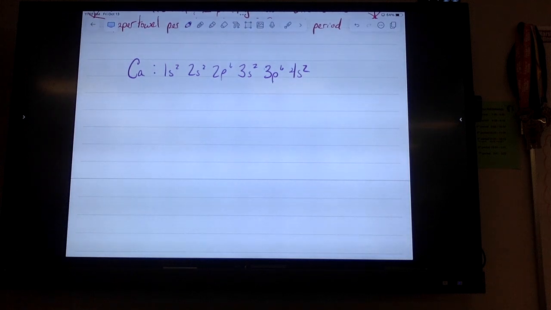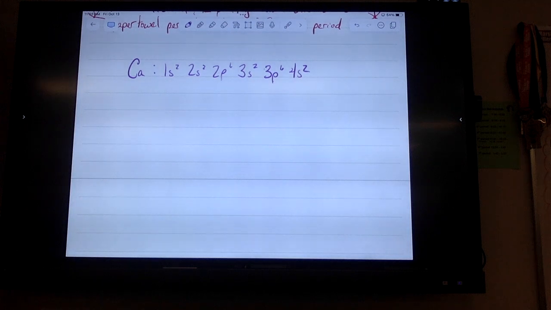So on the test, when I say, give me the electron configuration for the calcium ion, you're going to know that that means calcium with a plus 2 charge. Why? Because it's in the second column, and all those second columns, when they form ions, form a plus 2 ion. You're okay with calcium forming a plus 2?